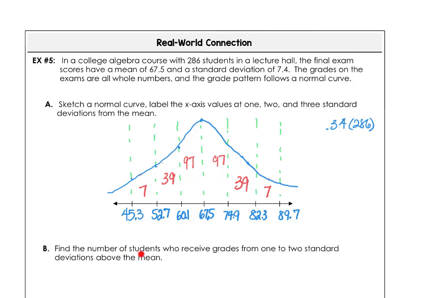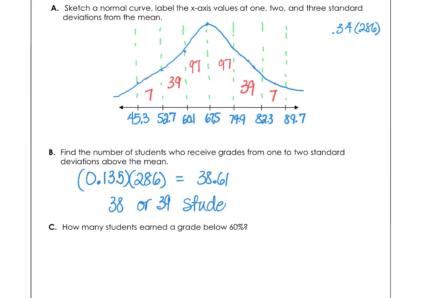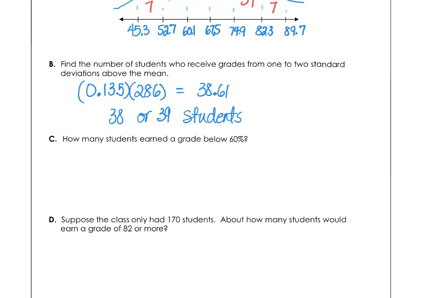On part B, find the number of students who receive grades from 1 to 2 standard deviations above the mean. So between 1 and 2 standard deviations, that would be our 0.135, or 13.5%. And we had already done this to draw the graph. That's 38.61, or about 38 or 39 students. And then part C, how many students earned a grade below 60? That would be 13.5% plus 2.5%.